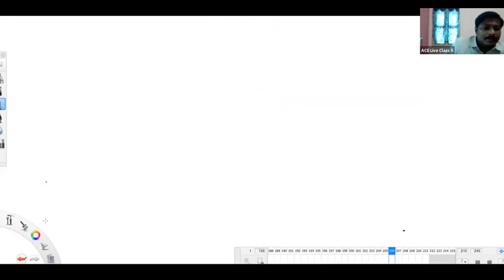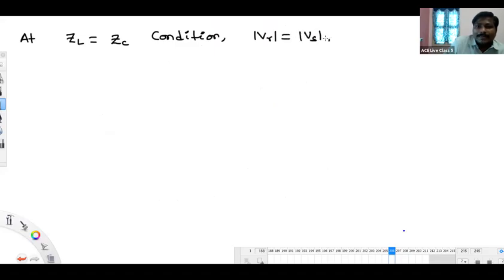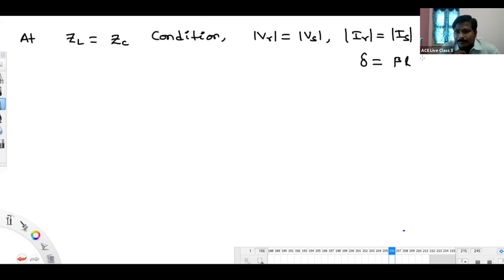Just look here. For the ZL equals ZC condition, where the load impedance matches with the surge impedance, we are getting mod VR and mod Vs values exactly equal, as well as mod IR and mod IS values exactly equal, and the angular difference between the voltages will be beta L. Okay. Next thing.